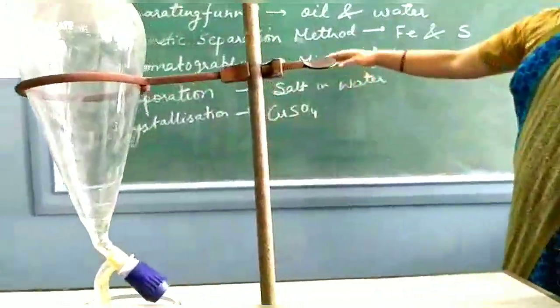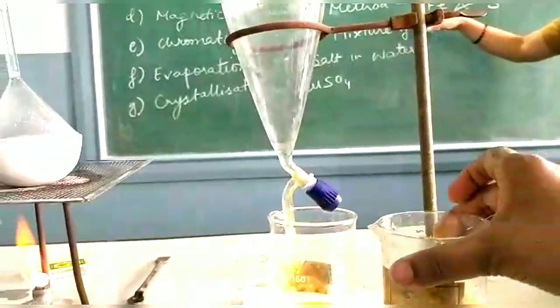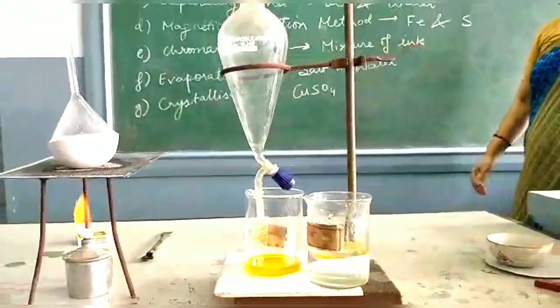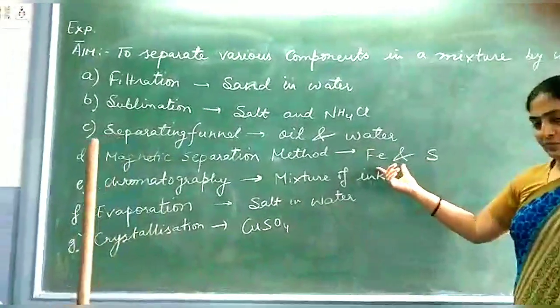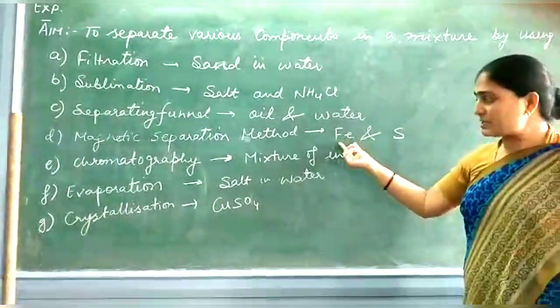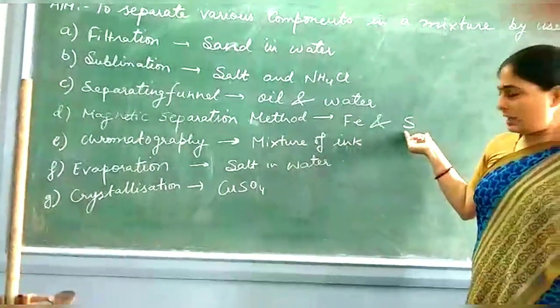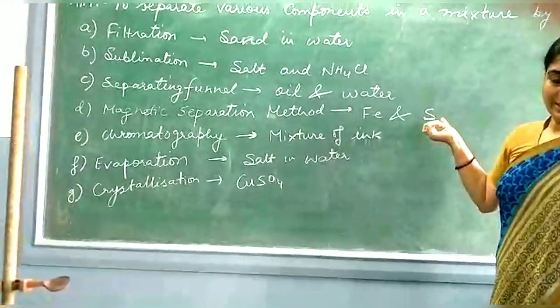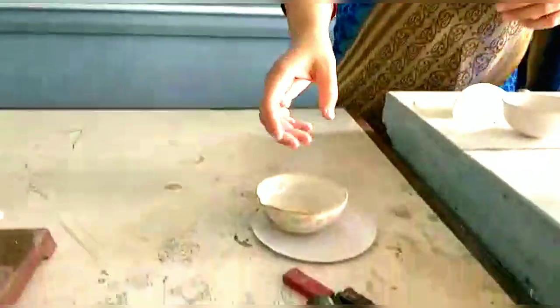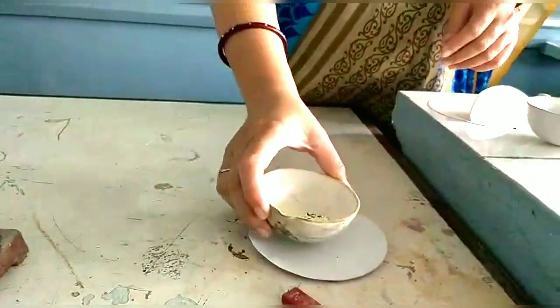After this we have the next technique, the magnetic separation method. In the magnetic separation method, we are using one substance that gets attracted towards a magnet, that is iron scrap, and another is sulfur, which is non-magnetic. So here I have a mixture of iron and sulfur. You can see this iron and sulfur.